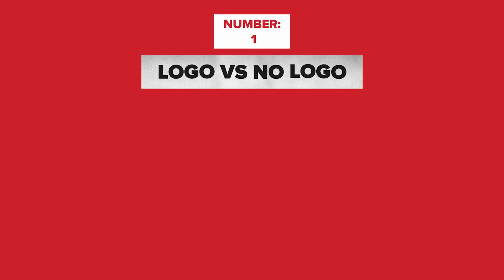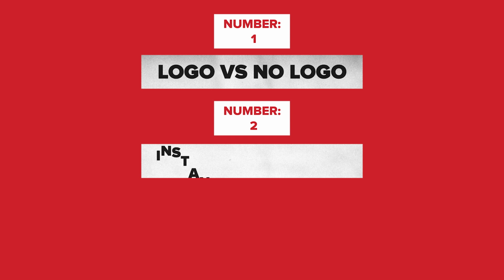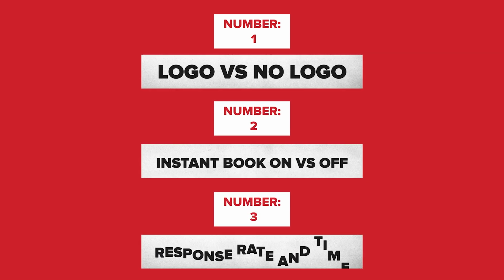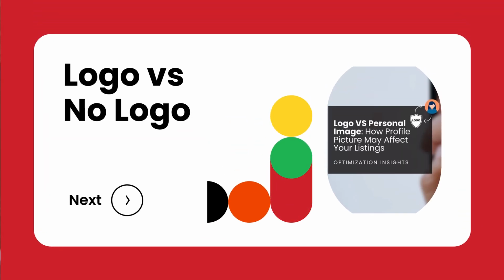Okay, this is all Airbnb. Number 1, logo on your profile versus no logo, more of like a face. Number 2, instant book on or instant book off. Number 3, your response rate and response time. So to give you guys an idea, on your profile picture, you can see either a face of the host or a logo. So that's what we were trying to dive into.